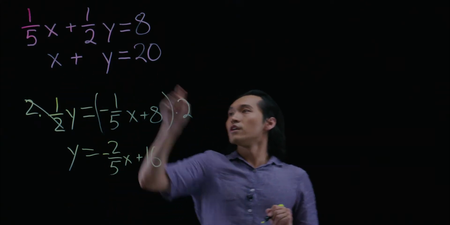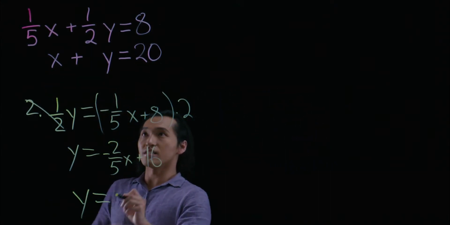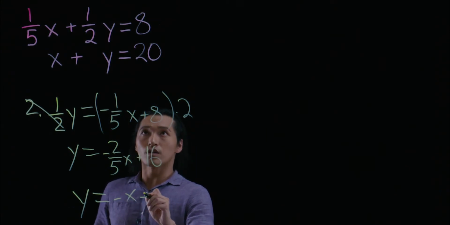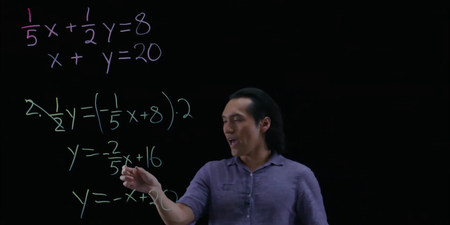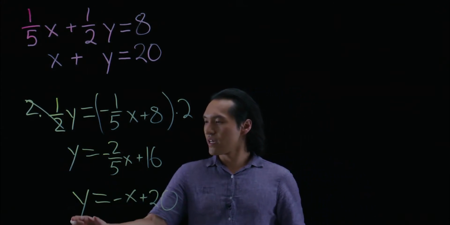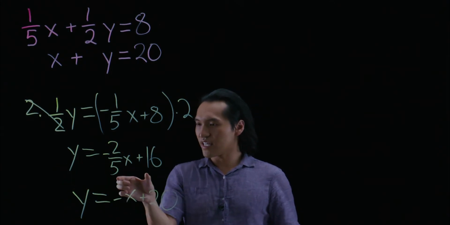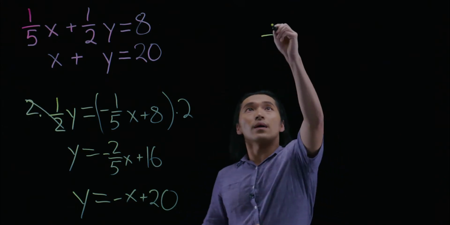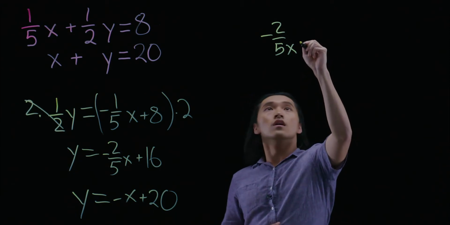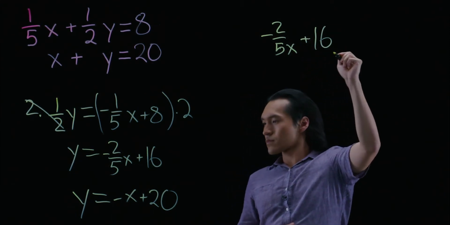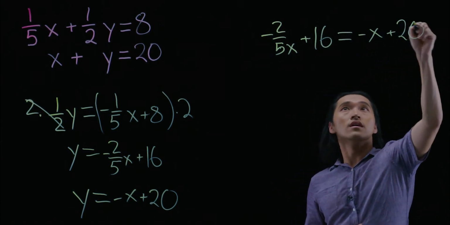Now let's do it for this one. For this one, it's really simple. All we have to do is subtract x from both sides. So then we're left with y is equal to negative x plus 20. And now in order to solve for x, all we have to do is substitute the y's for each other. Since both of these equations are equal to the same variable, we can just set these two equations equal to each other. So that becomes negative 2/5 x plus 16 is equal to negative x plus 20.